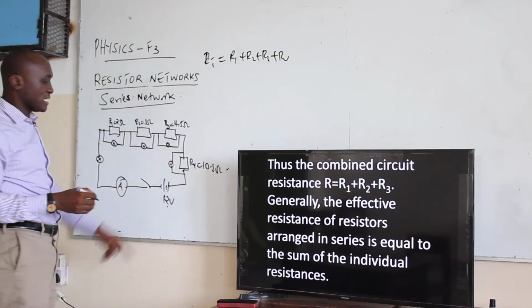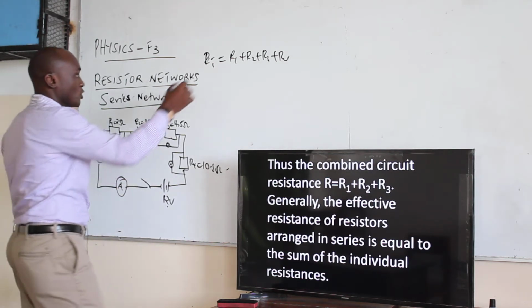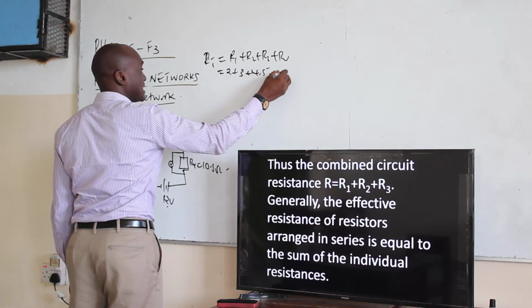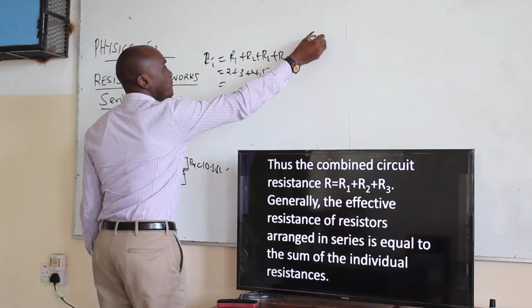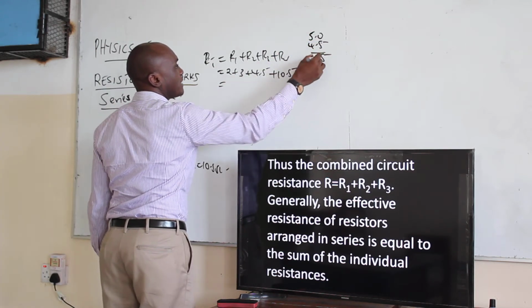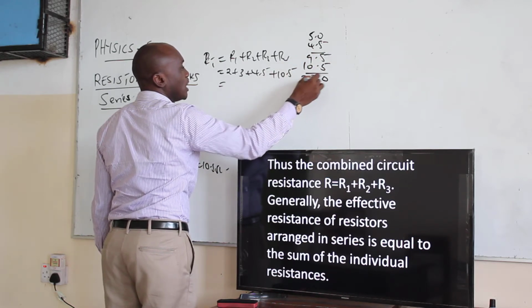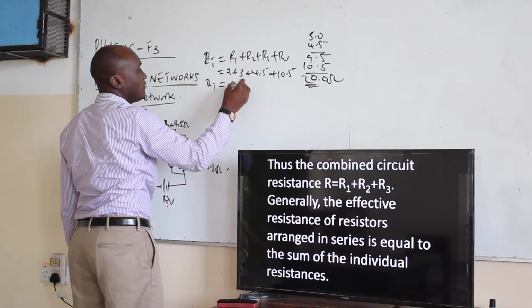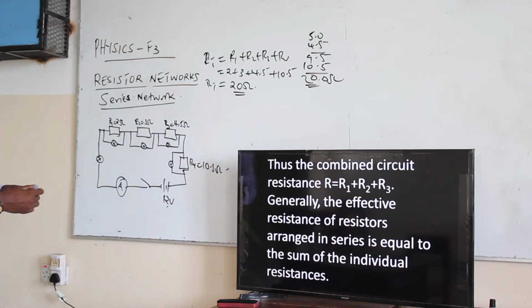Now you see, these are 4 resistors, and as long as they are arranged in series, we add them. So we say 2 plus 3 plus 4.5 plus 10.5. When we do the summation, 2 plus 3 is 5, plus 4.5 gives 9.5, then plus 10.5. What is this giving us? 20 ohms. So the total resistance RT is 20 ohms, the total resistance in this particular circuit.